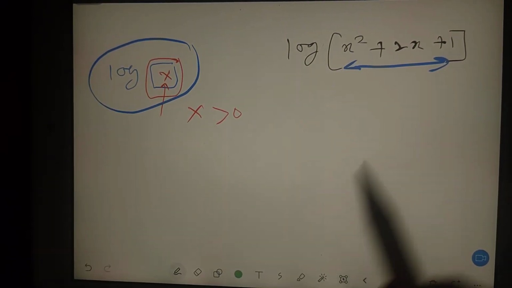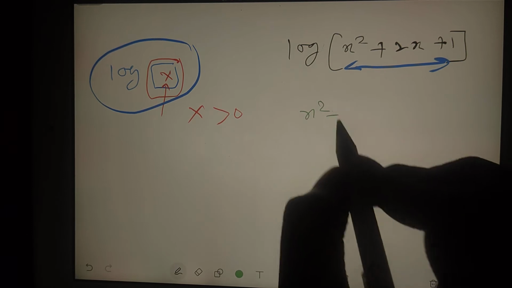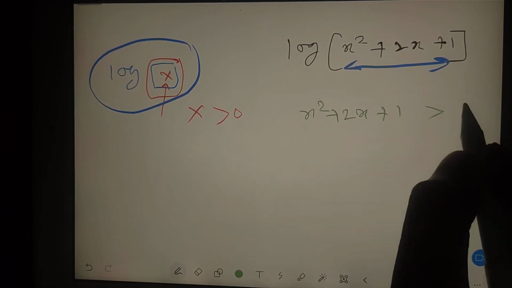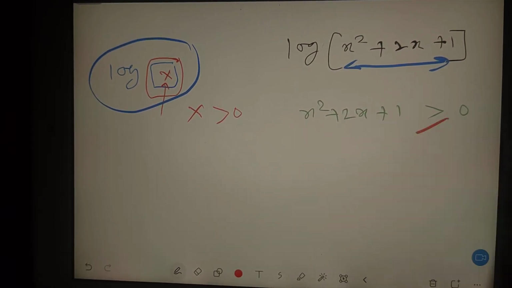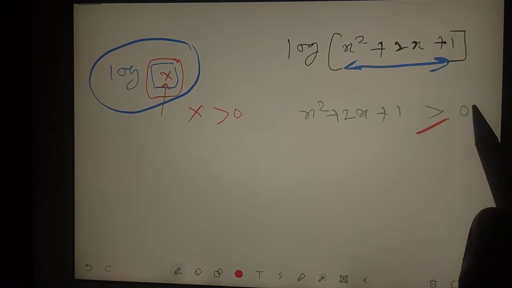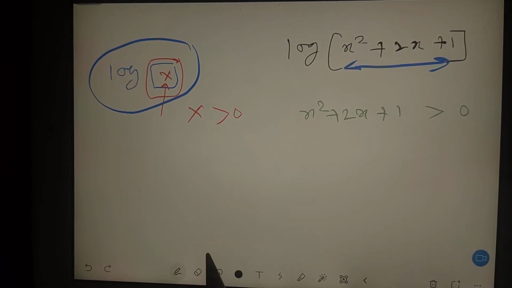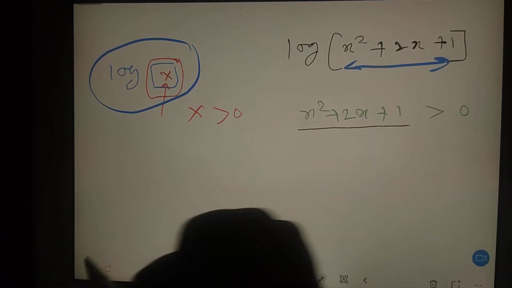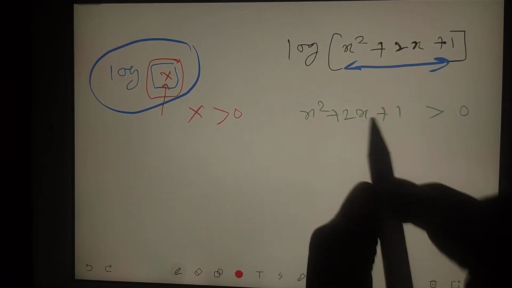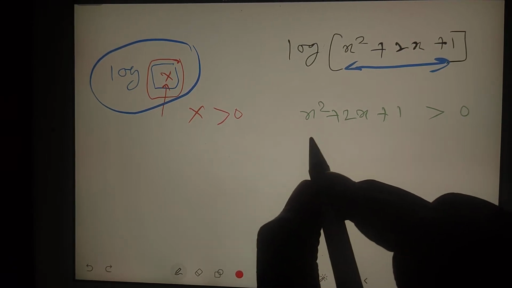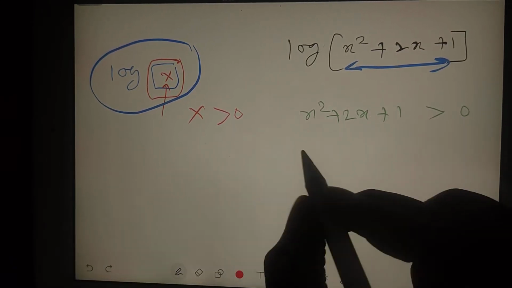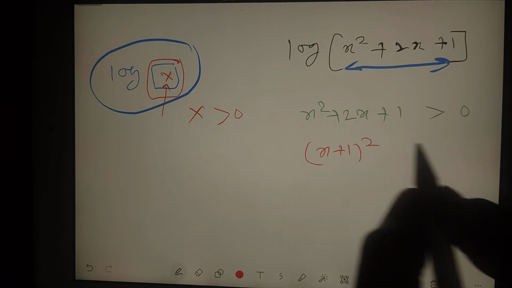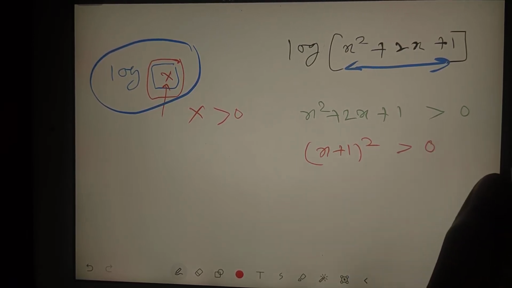Okay, to calculate your domain, x square plus 2x plus 1 must be greater than 0. You should not put an equal sign in a hurry. No, 0 is not allowed in front of log. Correct? So x square plus 2x plus 1, how will you break this? For this, I hope you understand very clearly that this is nothing but x plus 1 whole square greater than 0.